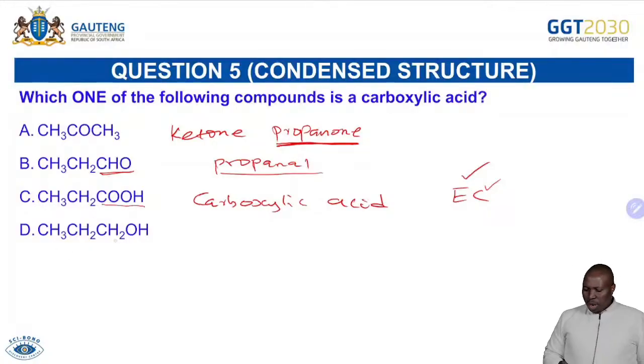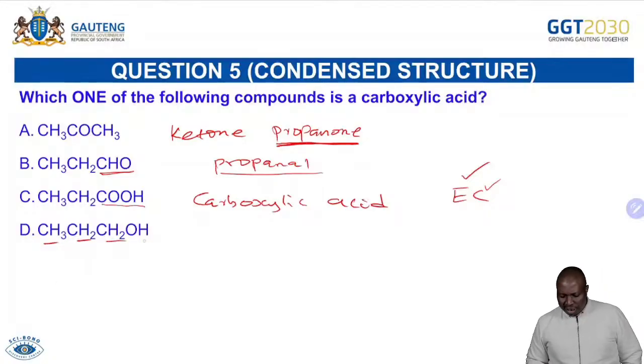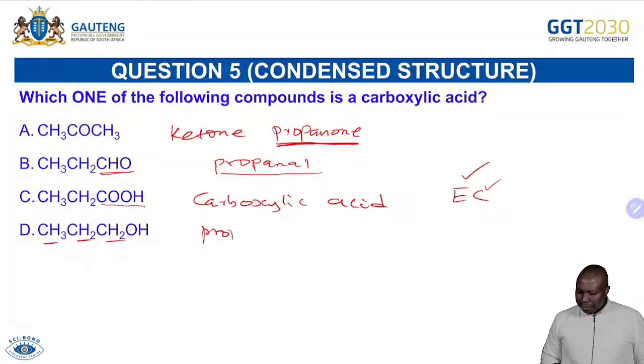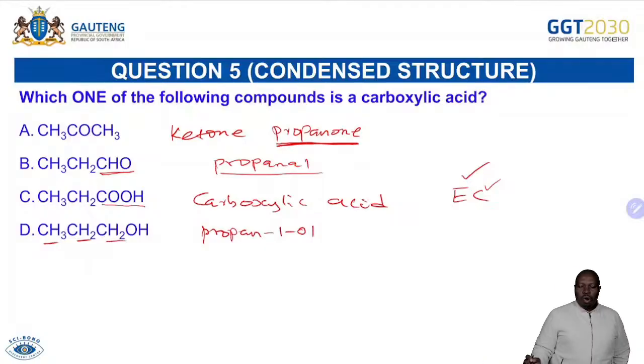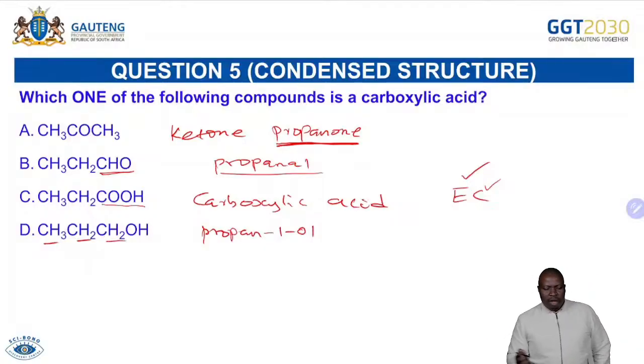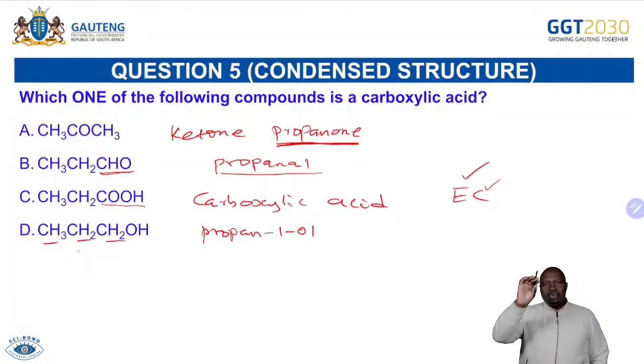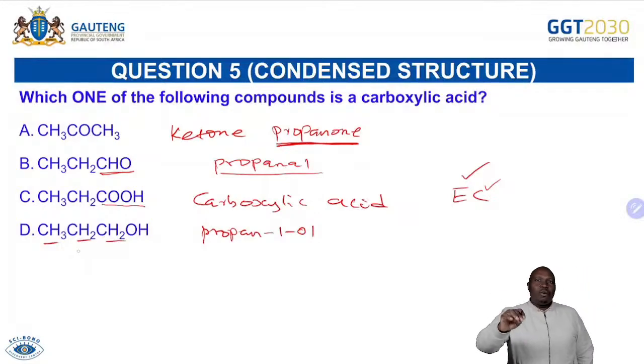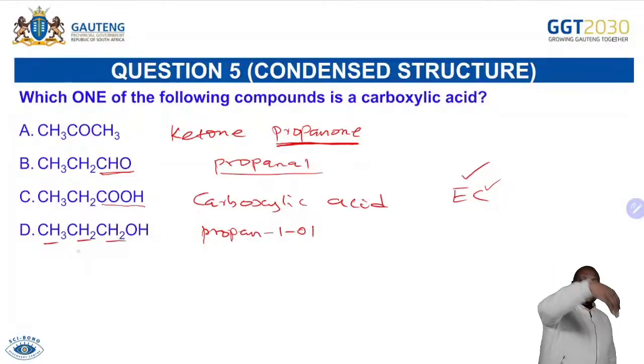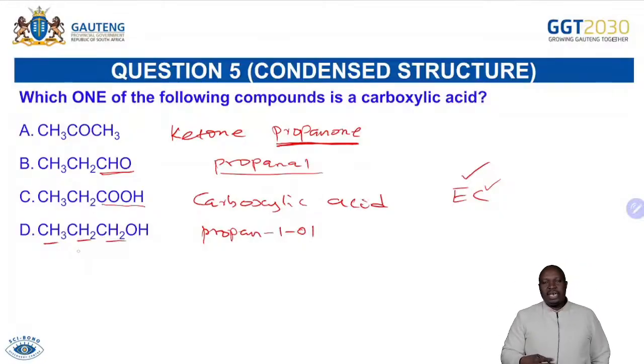Now, this one is CH3, CH2, CH2, 3 carbons. You see, this is an alcohol with 3 carbons, so that is propan. Where is the alcohol? In carbon number 1, so you will call it propan-1-ol. Why do we call it propan-1-ol? Because if we take the OH to carbon number 2, it will become propan-2-ol. So as long as it has a positional isomer, we are forced to indicate the number where we will get our OH in the structure.